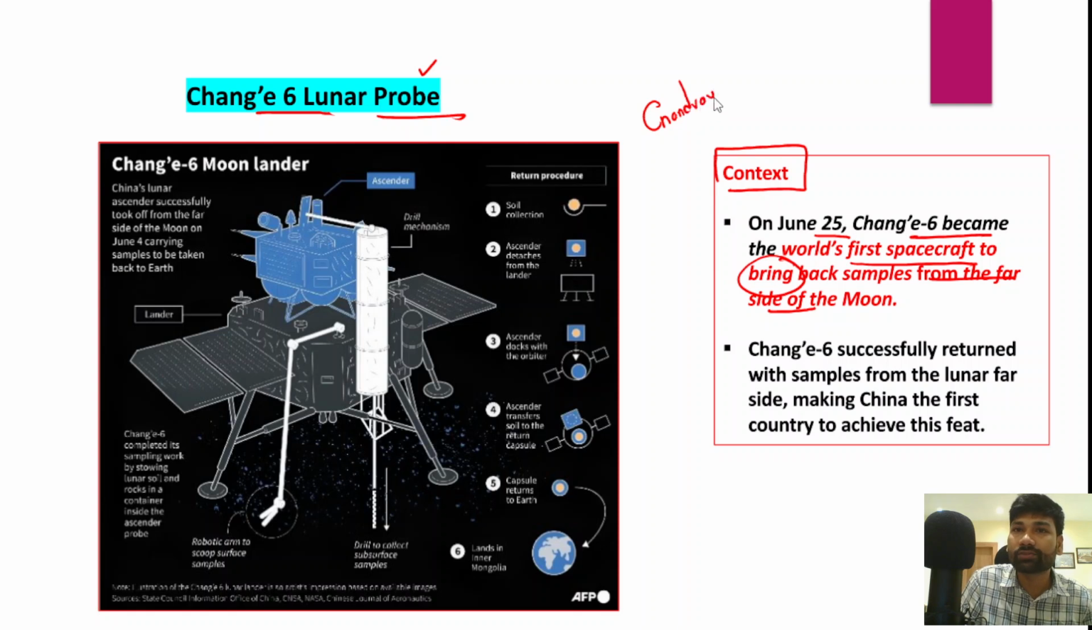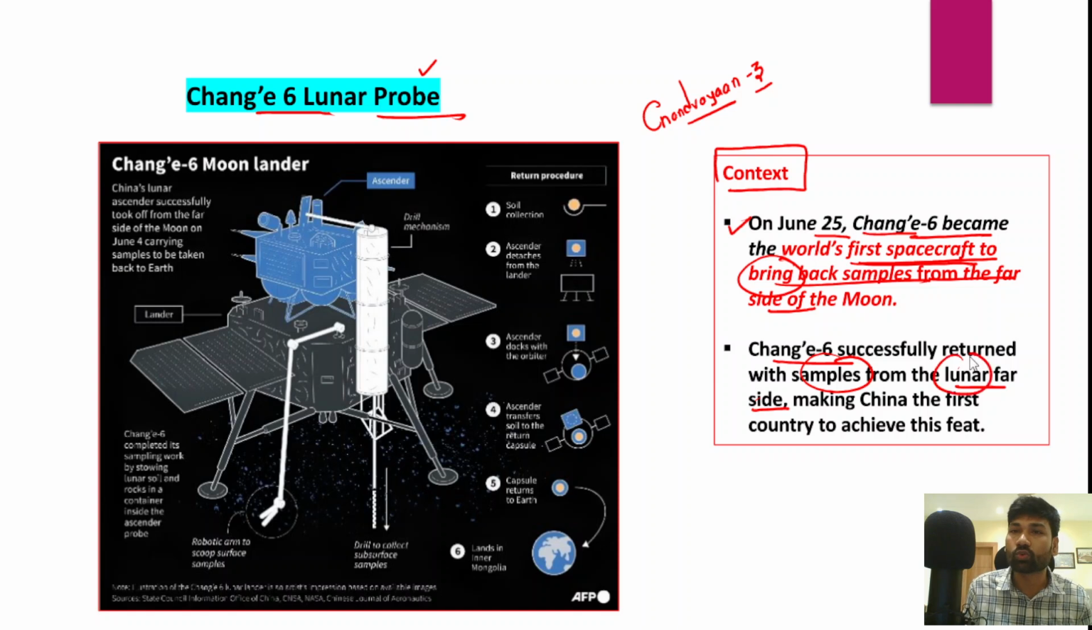So in fact, India was the first country to successfully land a lander over the southern pole of the moon, or it is also known as the far side of the moon. However, recently Chang'e 6 became the world's first spacecraft to bring back samples from the far side of the moon. So it successfully landed on the far side of the moon and it has also brought some samples of soil from the moon back to Earth. So this Chang'e 6 successfully returned with samples from the lunar far side.